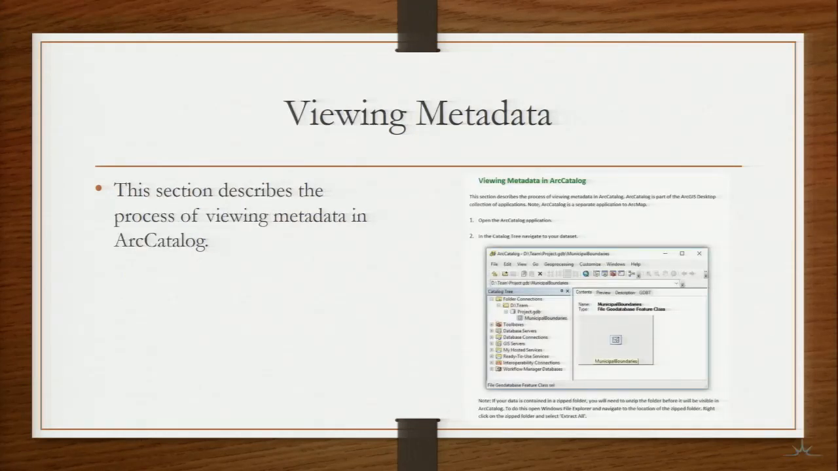So step one, how do we view metadata? That's probably the thing that most of us do on the most regular basis. So this section just takes you through how to navigate to a shapefile or a feature class and view the associated metadata. So very straightforward, but a very common thing that we would need to do.